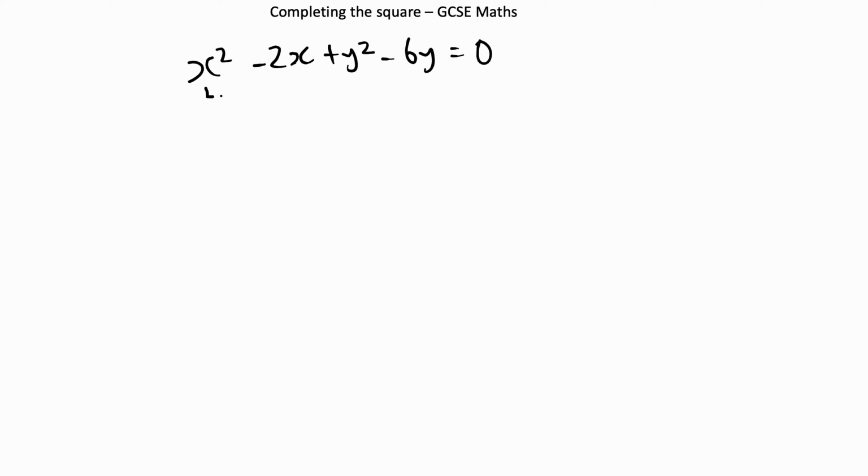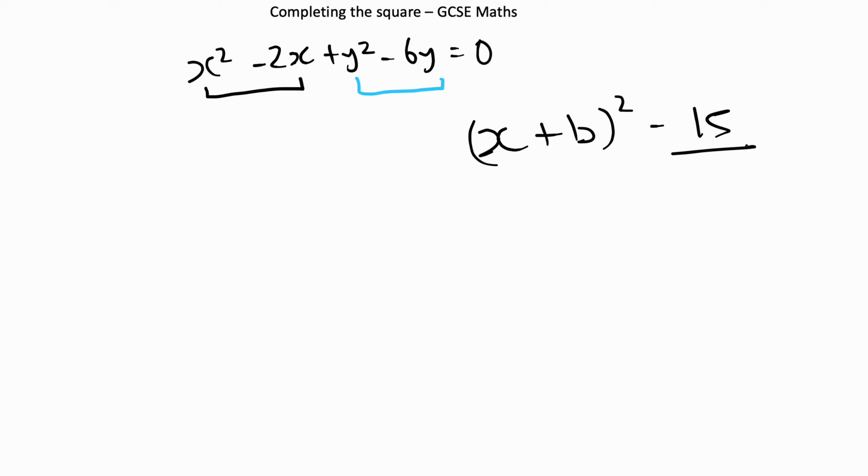We're going to gather our like terms together. We have our x terms here, and we also have our y terms here. And then with each individual section, we can use our complete the square method. Because remember, when you use complete the square, we end up with something like (x plus b) squared minus 15, and then we can add 15 on both sides and move it over to the other side to find the radius. This might sound confusing when I say it like this. I'll do it through an example and you'll see.